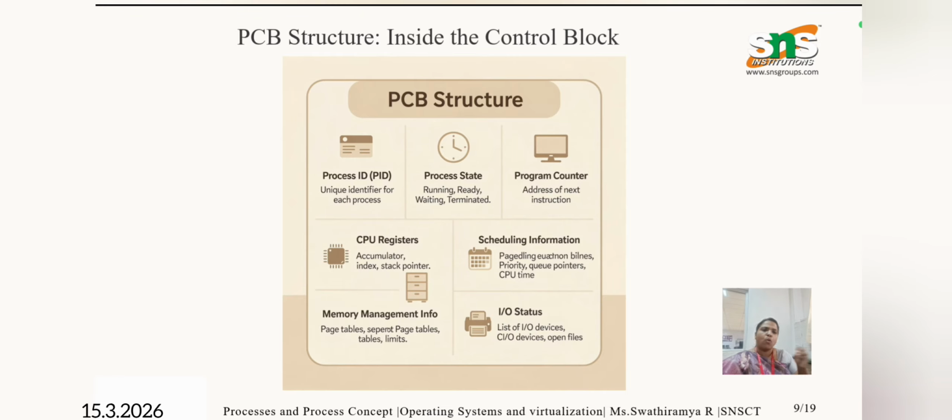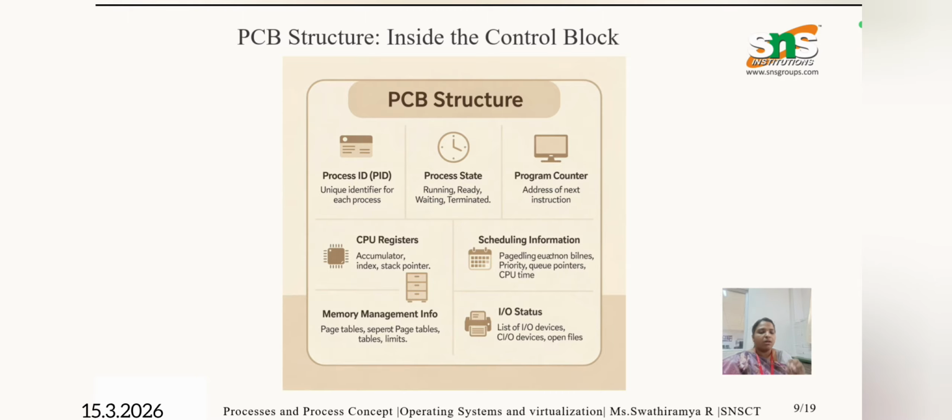Now let us see what information is stored inside this PCB so that you can understand why this PCB is very important. So let us see the structure of the PCB. Whenever a process is created, a PCB will also be created. Starting with the components inside the process control block, the first is the process ID.